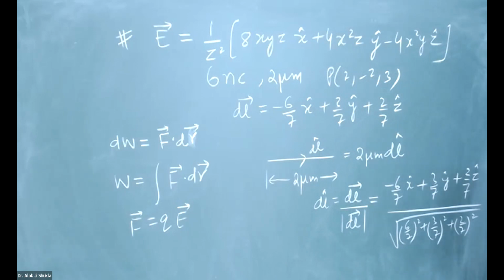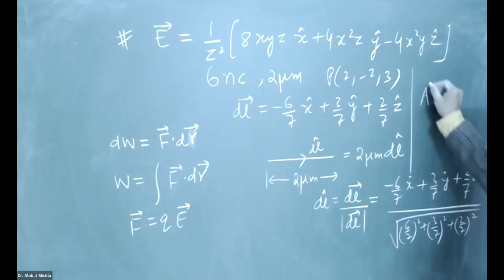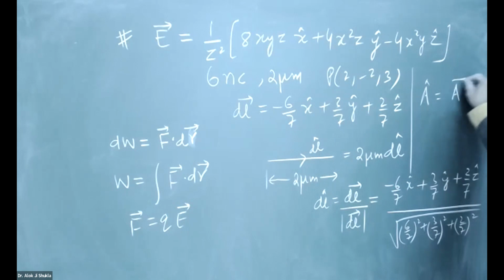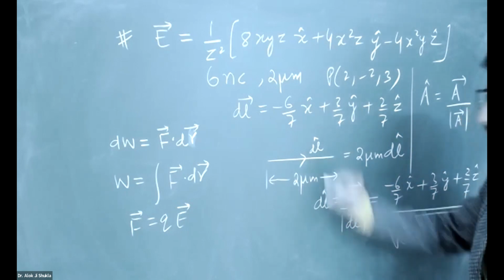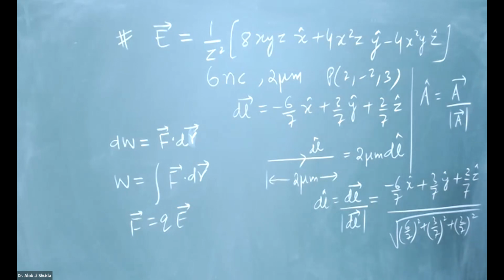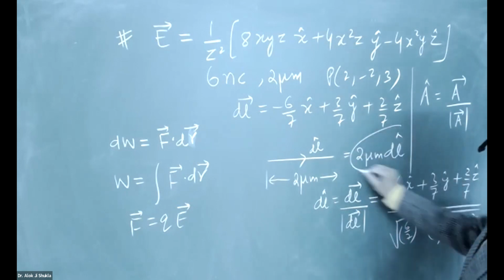Is it okay? Is everyone understanding this? What is the unit vector of a vector? Vector by mod of vector. So we have to move 2 micrometer but in the direction dl cap, so that's why I need dl cap. So this will be the distance that we will be moving.